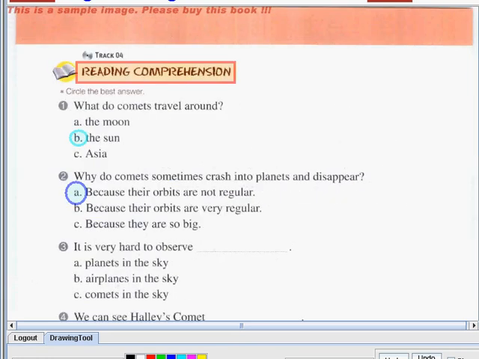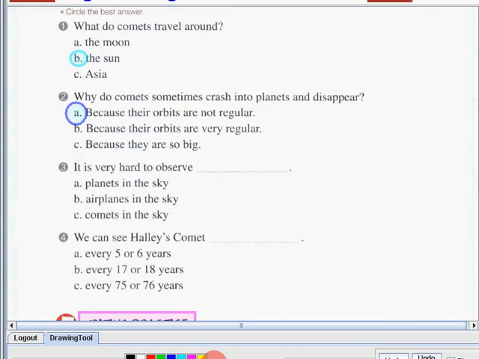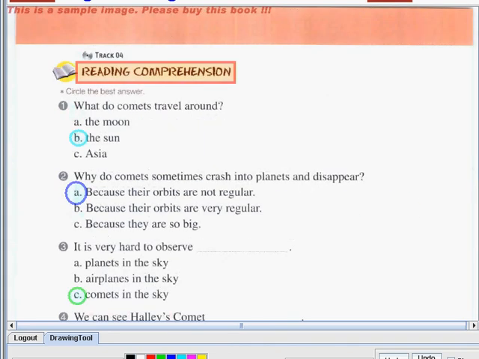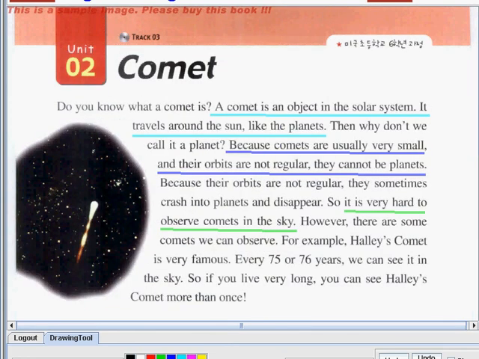Okay, how about number 3? It is very hard to observe blank. So the answer is C. Comets in the sky. It says here, it is very hard to observe comets in the sky.